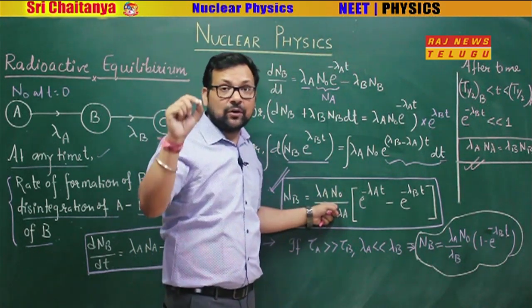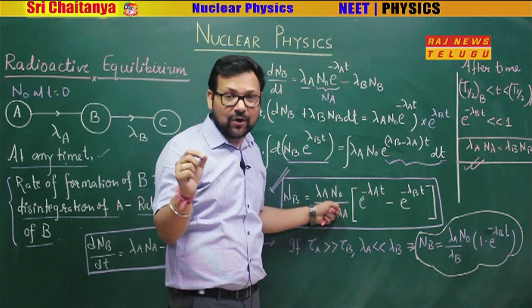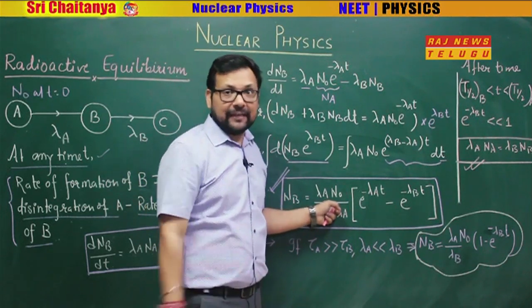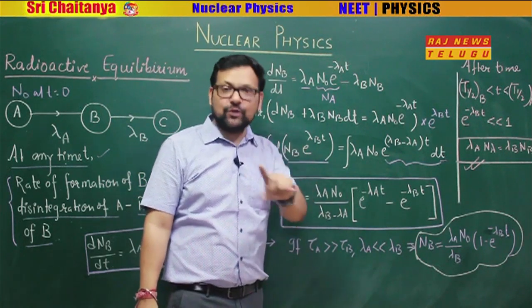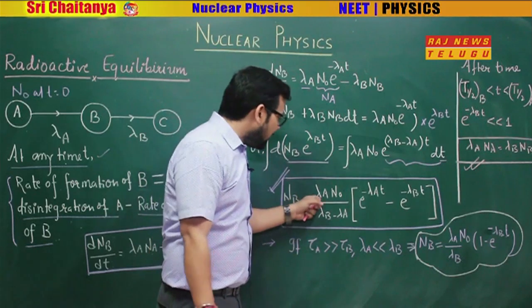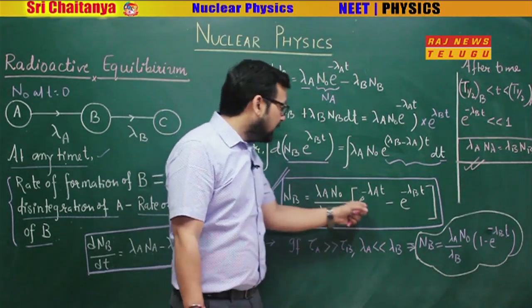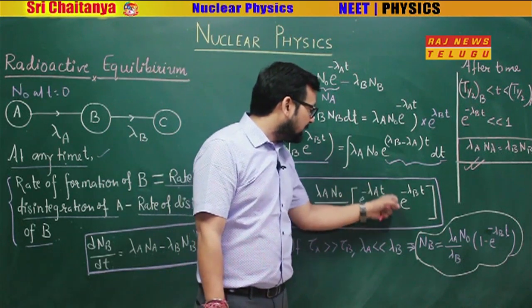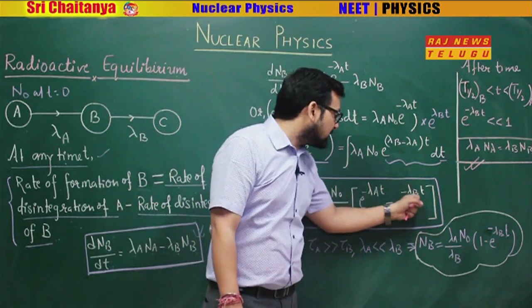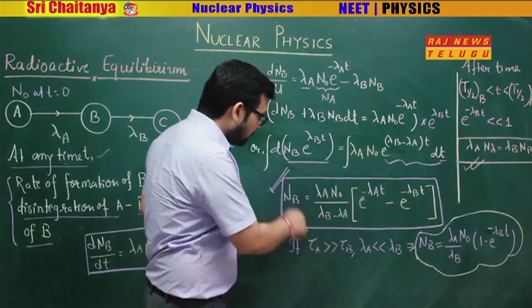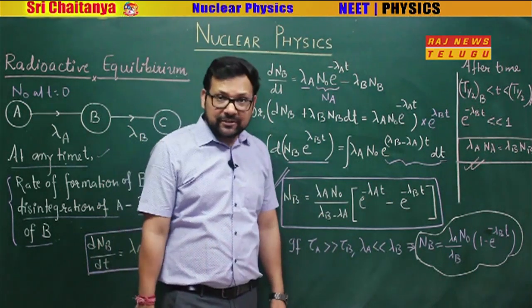So that number of nuclei of B, NB, is lambda A N naught, and do remember N naught is the number of radioactive nuclei of A at T equal to 0. N naught is NA at T equal to 0. So NB equals lambda A N naught upon lambda B minus lambda A, times e raised to power minus lambda A T minus e raised to power minus lambda B T. This you have to remember. And what are the special cases?